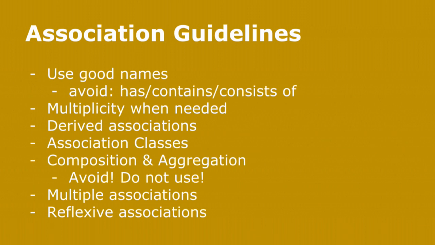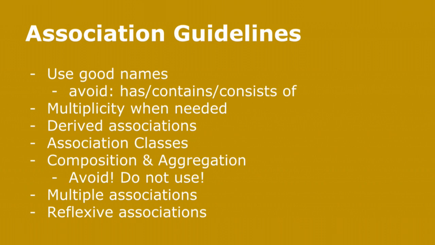So, we need to take some care when adding this multiplicity information also. So, just don't add it everywhere. Add it where it's actually needed and where it actually says something interesting. All right, you can have derived associations and association classes. I think I will leave those for you to look at the previous lecture.